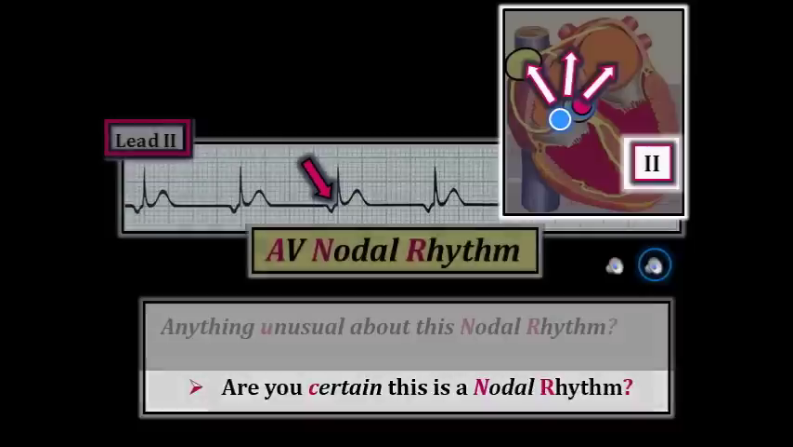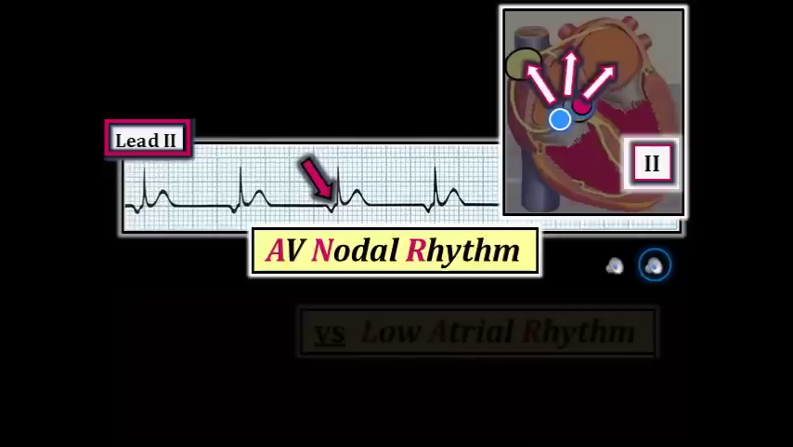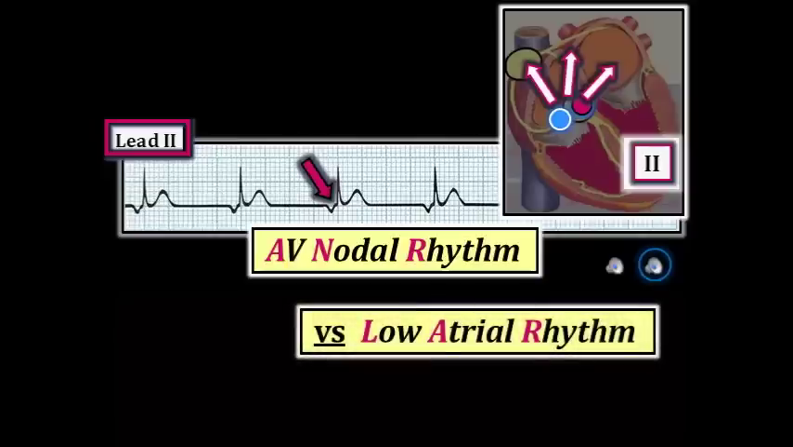So this rhythm that we show could be an AV nodal rhythm, or it could also be an ectopic atrial rhythm, perhaps arising from the coronary sinus. We just cannot tell for certain on the basis of this single rhythm strip tracing.